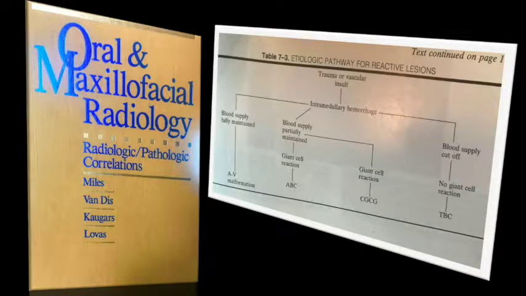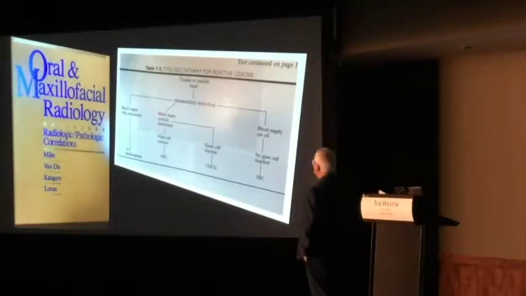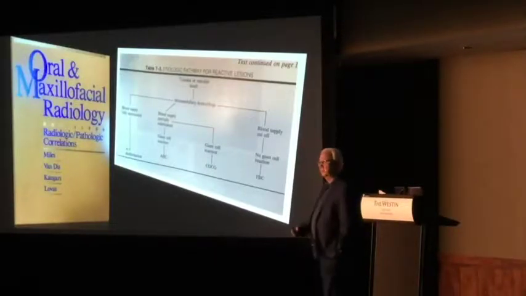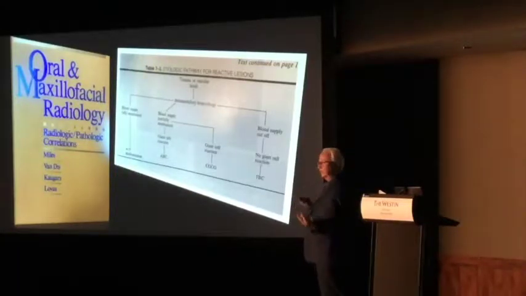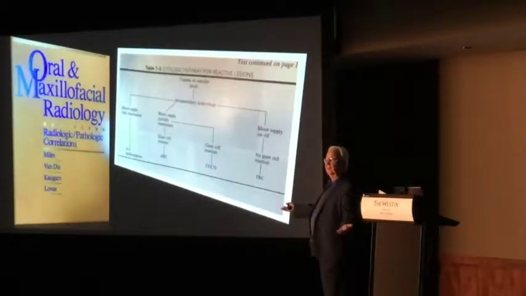Trauma or vascular insult results in some intramedullary hemorrhage and an infarct. If the blood supply is maintained, they could even connect and form what we would call an AV malformation. You don't want to cut into that, because the patient could possibly bleed to death. If the blood supply is only partially maintained and there's a giant cell reaction, you could get an aneurysmal bone cyst. You could get a blood-filled sponge, but they're not totally connected, but the cells are in there trying to clean it up. Or you could have the blood supply partially maintained and a significant giant cell reaction. Duh, what do you get? You get a central giant cell granuloma.